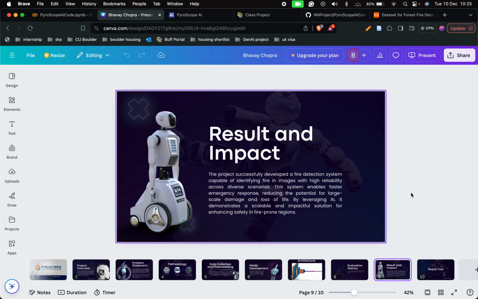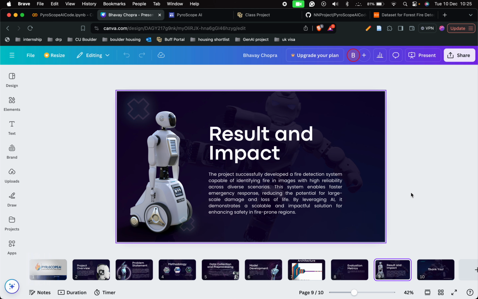So the primary benefit of this particular project, PyroScope AI, is the speed and accuracy. It can detect fires in real time, allowing for quicker response times and reducing potential damage. Imagine a fire starting in a forest or industrial setting, and with this project, it's caught early before it becomes a full-blown disaster, as it's commonly said that prevention is the best measure. So this not only saves lives but also reduces the economic impact of fire-related losses.